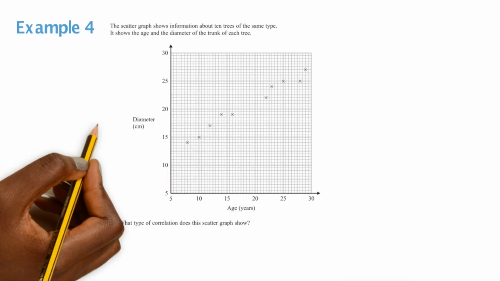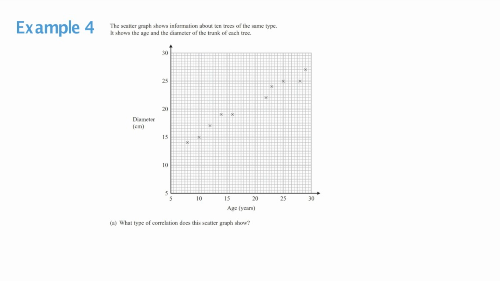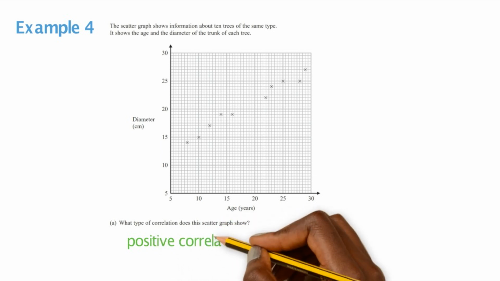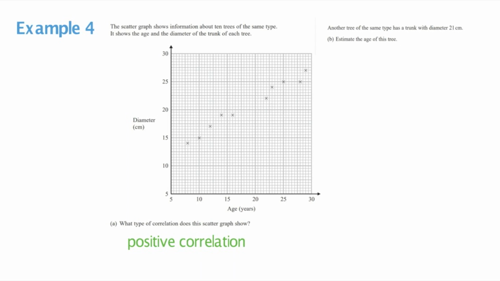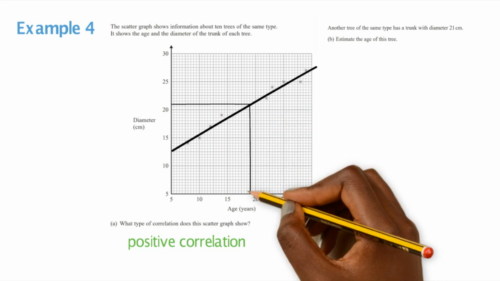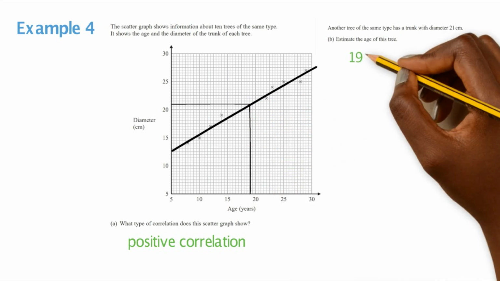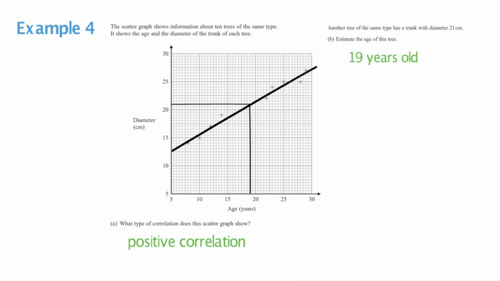And last example for the day is example 4. And another exam question, what type of correlation does this look like? They're all going up, so I'd say it's a positive correlation. And then it's saying estimate the age of the tree. We know what to do. First thing is draw your line of best fit. Then you need to draw across from 21 centimetres till it hits the line. Draw down, and that's an estimate of 19 years.